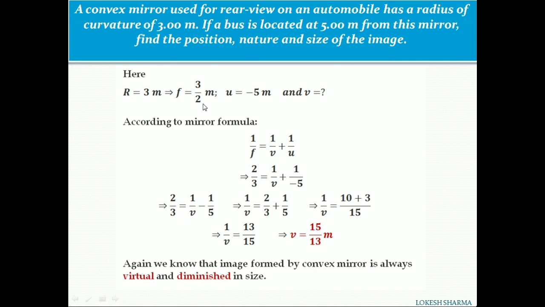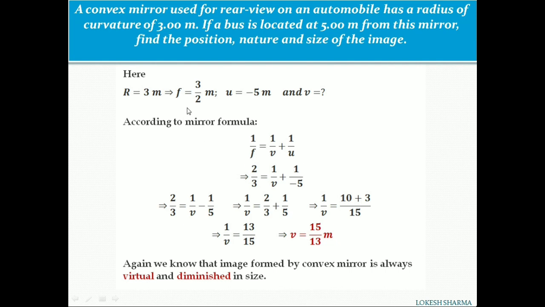We also know that for convex mirror, the focus lies on its right hand side. Hence R and F are positive. Again, the object distance is minus 5 meter because object distance is always negative, as object is always placed on the left side of the mirror, and we have to find out the value of image distance. According to the mirror formula, 1 upon F is equal to 1 upon V plus 1 upon U.